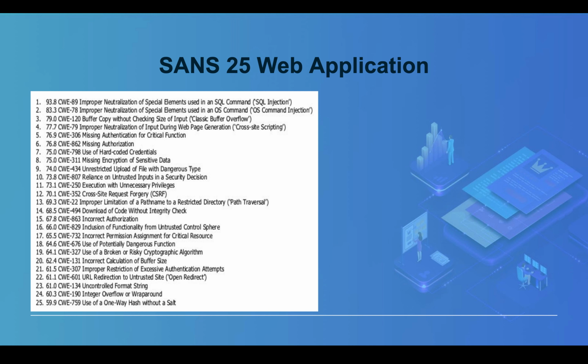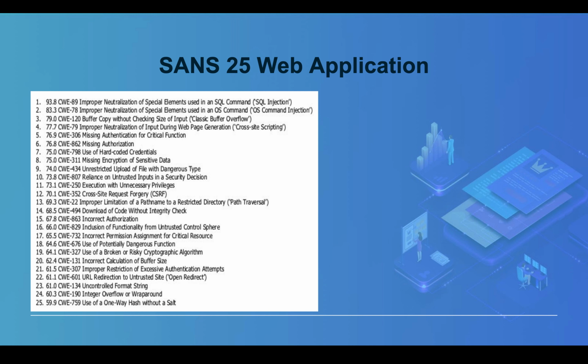We have the fifth one, missing authentication for critical function. Then we have missing authorization, then use of hard-coded credentials, then missing encryption of sensitive data, then unrestricted upload of file with dangerous type. After that we have reliance on untrusted input in a security decision, then execution with unnecessary privilege, and after that it's followed by CSRF, that is cross-site request forgery. We have improper limitation of a path name to a restricted directory, that is directory traversal or path traversal.